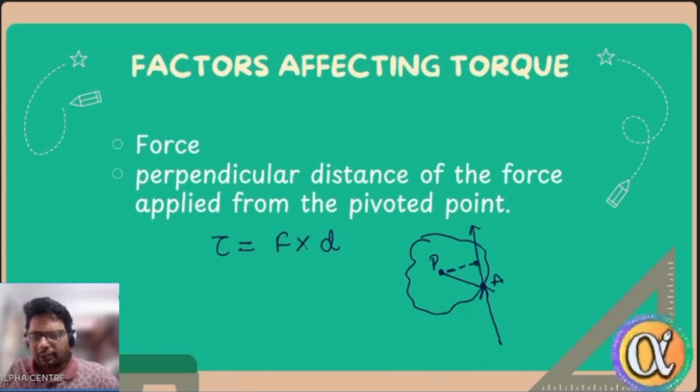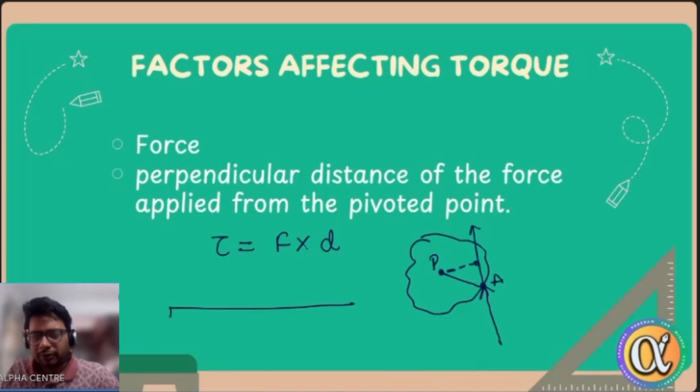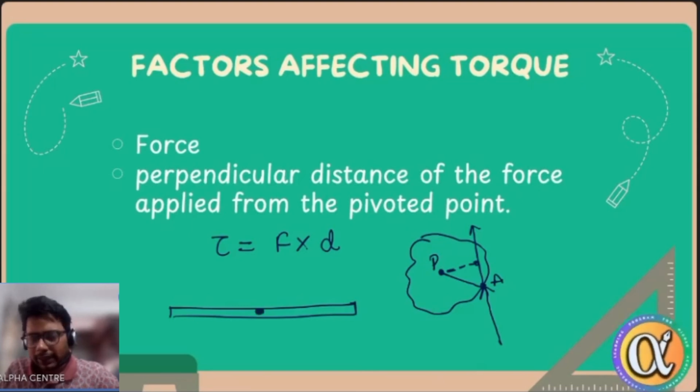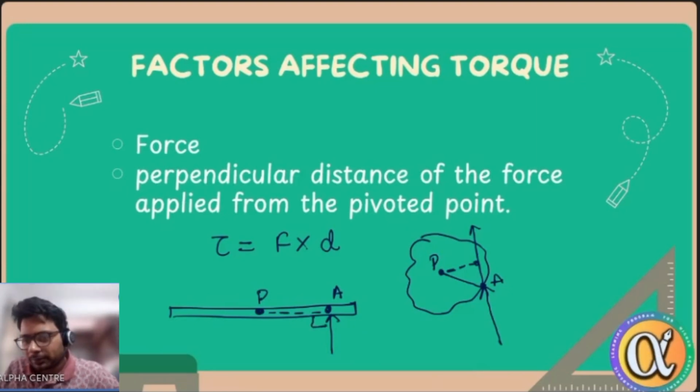See, mostly while doing numericals, what happens is we have a rod like this, and here we have a pivoted point. Force is acting like this. So in this case, the distance of the point where force is acting, like A, from the pivoted point and the perpendicular distance are both the same. So we don't have much confusion.